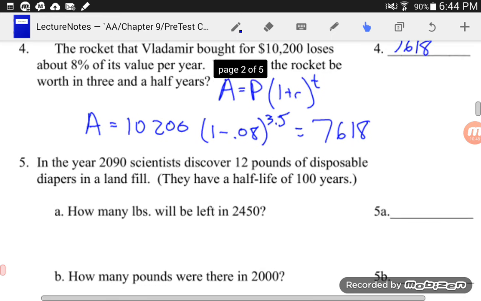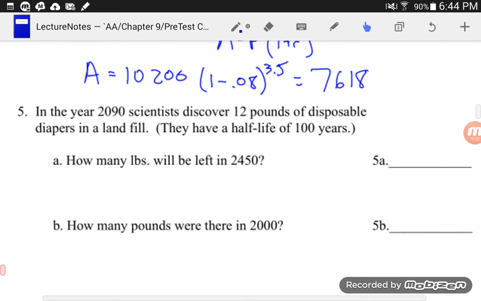Here we've got kind of the opposite problem. Well, not the opposite problem, but we're now going to have to solve for the exponent there. I can use that same sort of formula. I'm wanting to know how much will be left. I started with 12 pounds. After one half-life, after 100 years, I would lose half of it. I'd be down to 6 pounds. After 200 years, I'd be down to 3 pounds. I'd take half again.